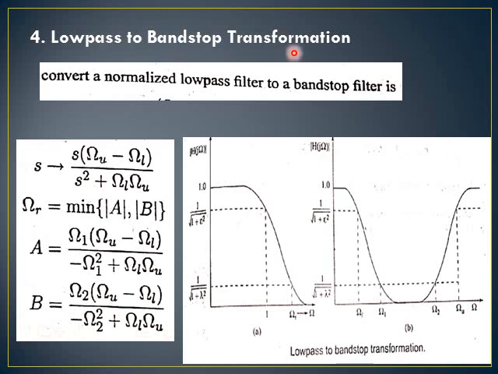Low pass to band stop transformation. To convert a normalized low pass filter to a band stop filter, it is given by s into omega u minus omega L divided by s square plus omega L into omega u. So again we have to calculate omega L. In order to calculate omega, we have to calculate A and B individually. And depending upon which value of A and B is greater, we have to take that value of omega L. We'll see with the problem here.